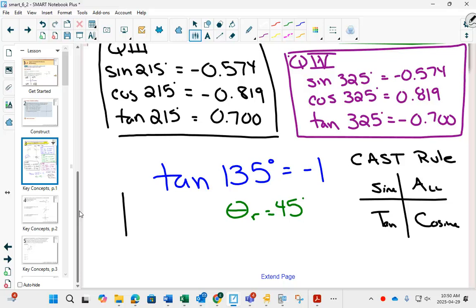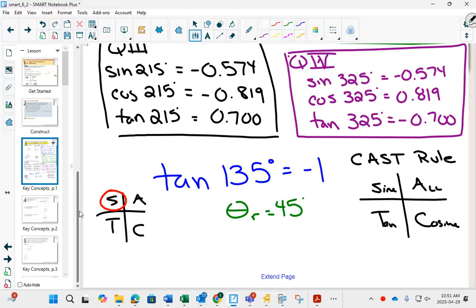But by just doing this one thing, right, tan of 135, you would say, I know my reference angle is 45 degrees, so I know my answer is going to be 1, but 135 is in quadrant 2, and according to my cast rule, only sine is positive in quadrant 2, so tangent would have to be negative.